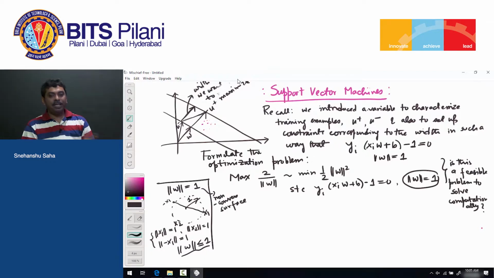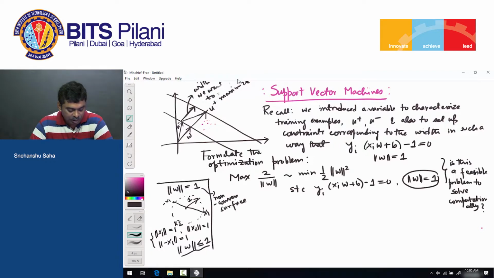Okay, so what's the implication of a non-convex surface? Typically what we want is a convex optimization problem, because a convex optimization problem guarantees that solutions converge and it's computationally tractable. It's solvable in polynomial time. But if it's a non-convex problem, there is no guarantee that the solution could be achieved in polynomial time.